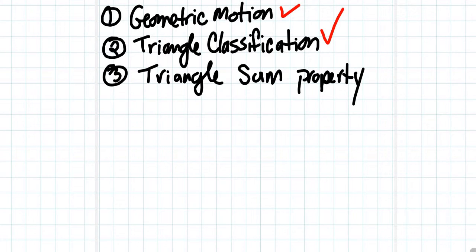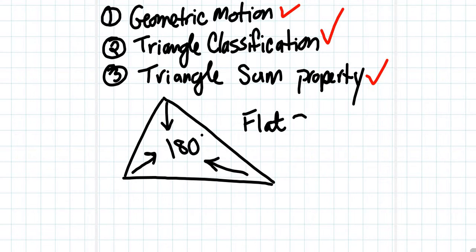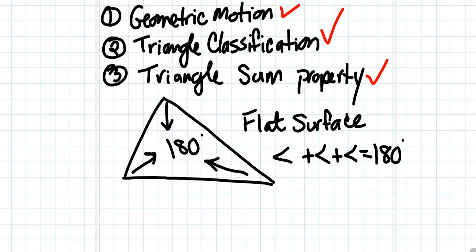Okay, that's concept number 2. The last one is the triangle sum property. This is a simple one. Whenever you have a triangle on a flat surface, the 3 angles will always add up to 180 degrees. It has to be on a flat surface, like a piece of paper. Flat surface. All 3 angles, that's my symbol for angles, add up to 180 degrees.